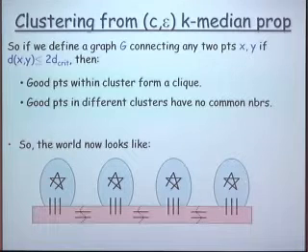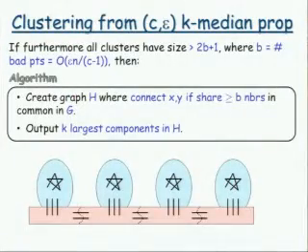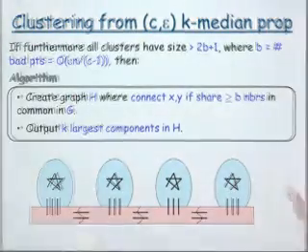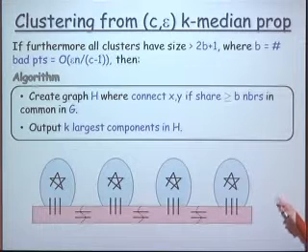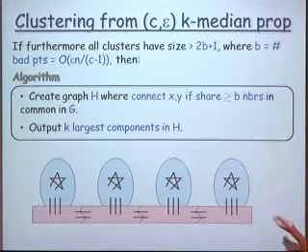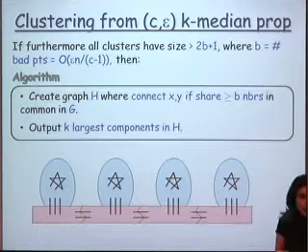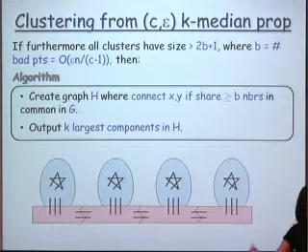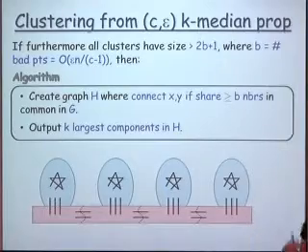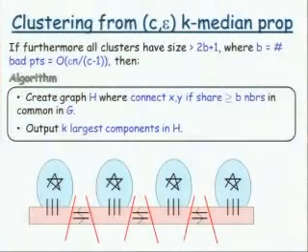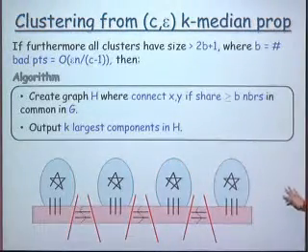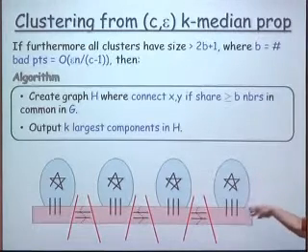So the world basically looks like this. Good points form cliques. They connect to bad points. Bad points can connect to bad points. However, any bad point can only connect to one good set. And so now that means that if we furthermore assume that the clusters are large, in particular that the clusters have size at least 2 times the size of the bad set, roughly, then we can create a new graph H, where we connect two points x and y if they share enough neighbors in common in the graph G. And then the k largest connected components of H are going to split like this, and we can just output this clustering, and this will be a clustering of low error.